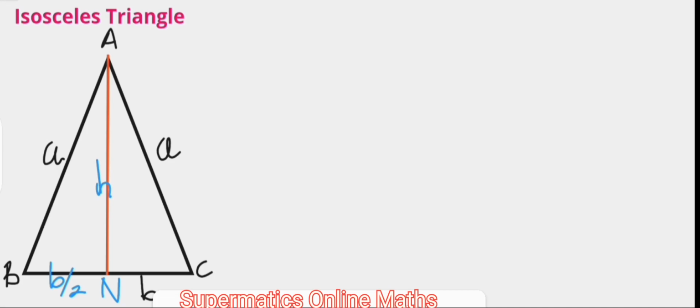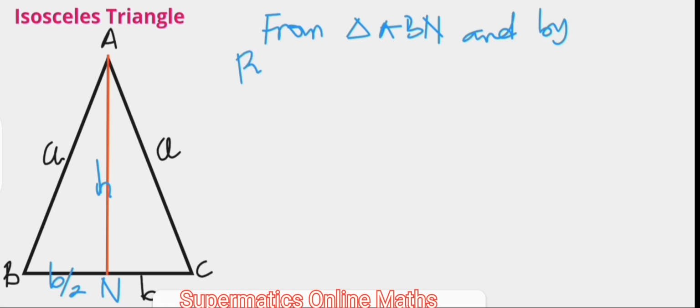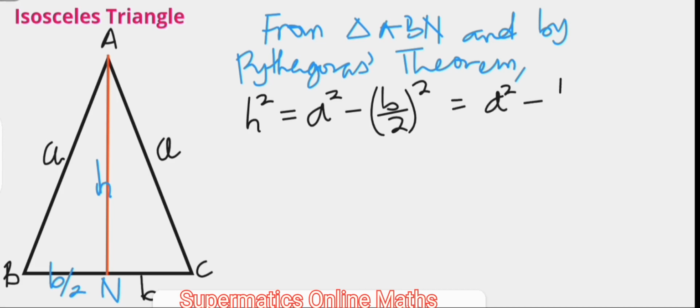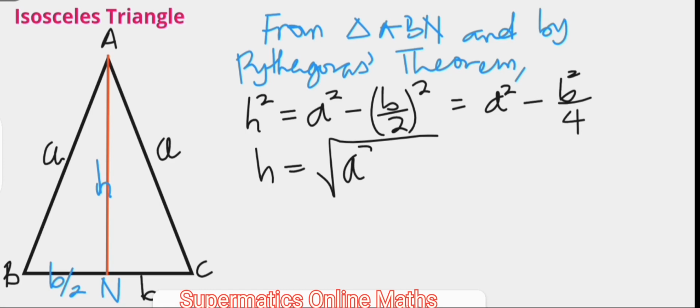Now to determine the altitude from triangle ABN, by Pythagoras theorem, we have that H squared is equal to A squared minus (B over 2) all squared. That is, H squared is going to be A squared minus B squared over 4, making the altitude H to be the square root of A squared minus B squared over 4.